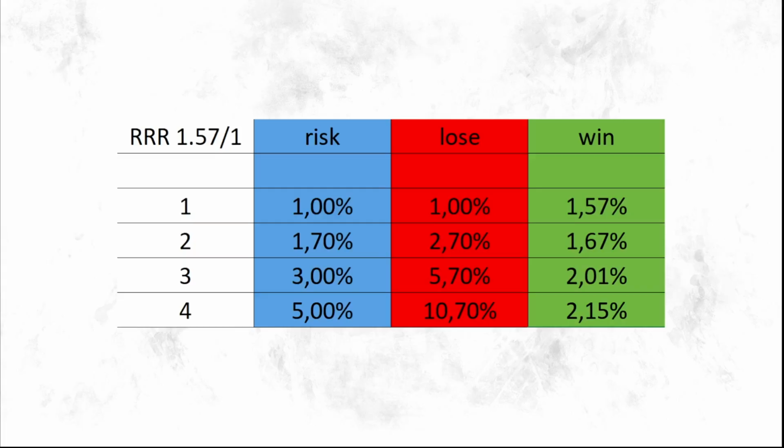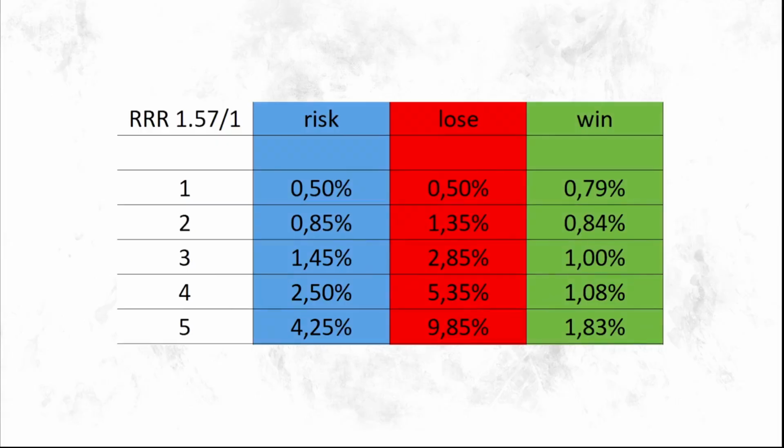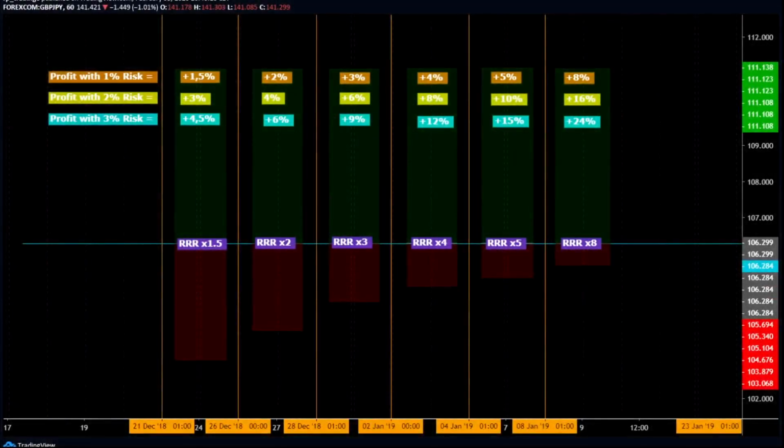Alright, what happens if you start with a risk of 0.5% on the first trade instead of 1%? How would that give you more space for errors? How would that maximize your chances of being undefeatable? What happens if we have a bigger risk-reward ratio, like 2 to 1 or 3 to 1 or 4 to 1 or 5 to 1 or 8 to 1? I would say now it's time to have some fun.